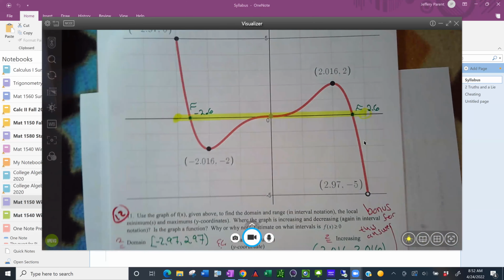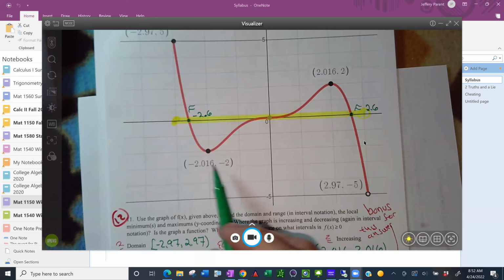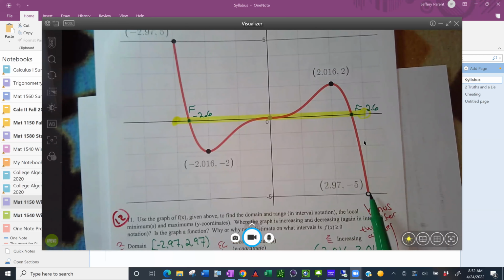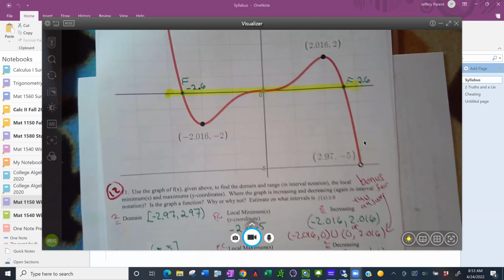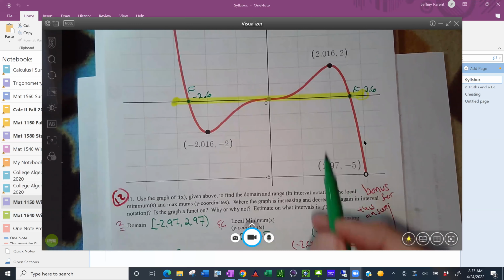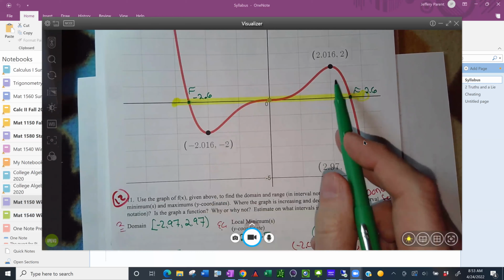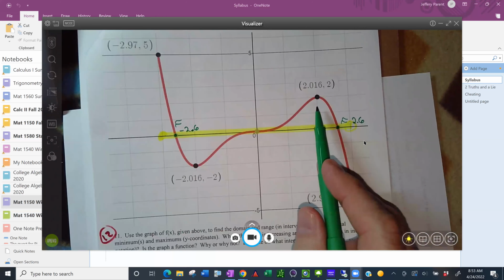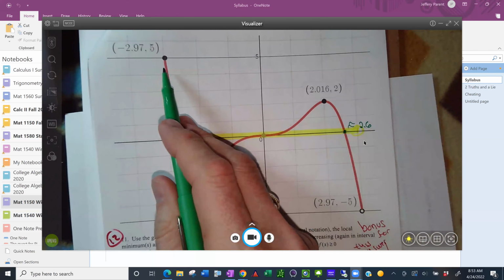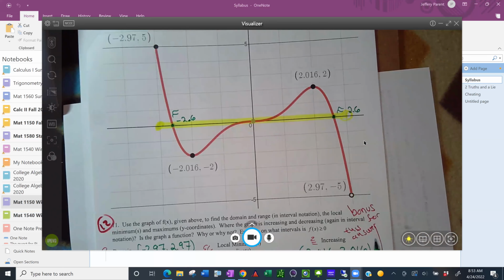Local minimums, I accepted people who gave me an answer of -5, even though I don't really consider that a local minimum. In fact, it's not even on the graph, but I accepted that answer. The local minimum really should be just this point right here, -2. And over here, we had a local maximum at 2. I also accepted 5. You can see people arguing that 5 is a local maximum. So I was okay with that.